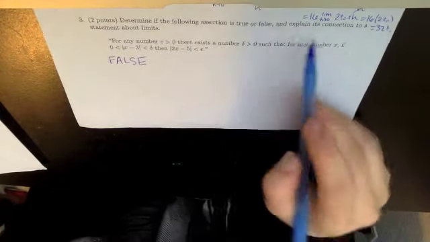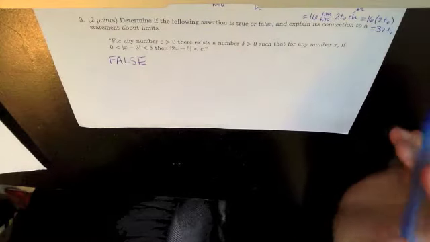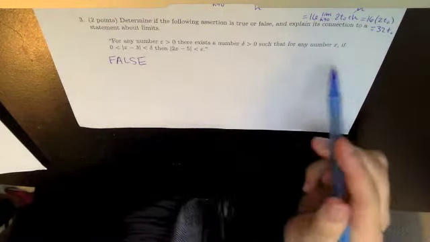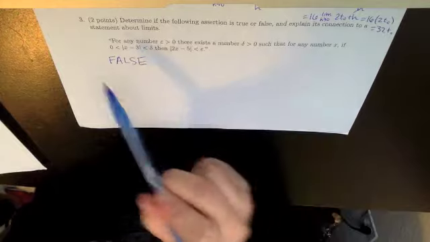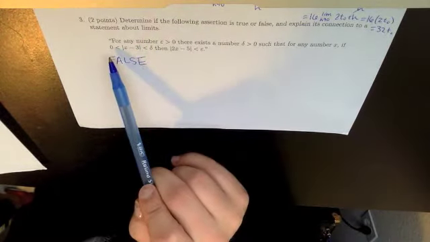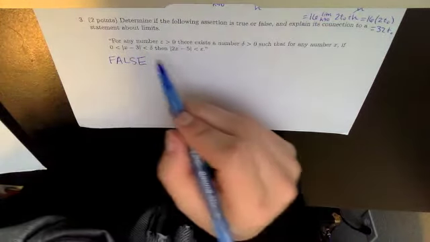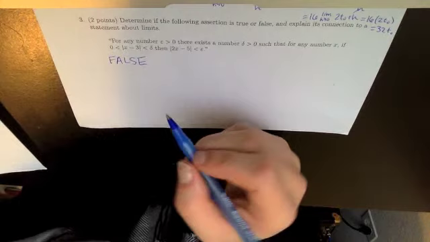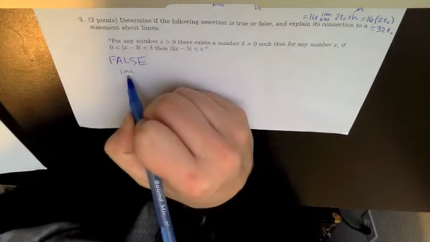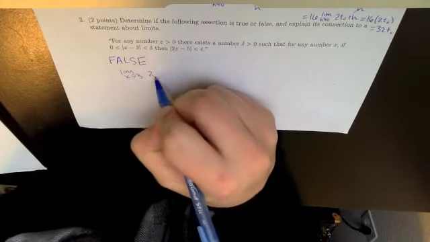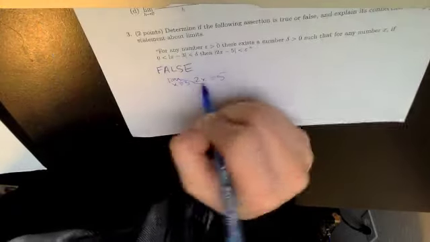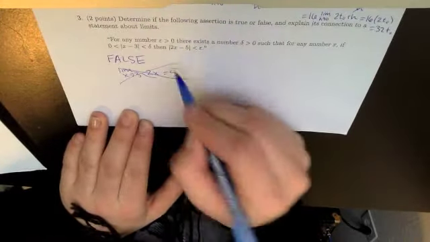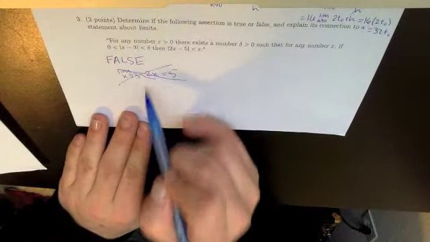Now, the explain its connection to a statement about limits, that's asking you, what do you recognize here? Well, one thing I recognize right off the bat is that this is the precise definition of a limit. So if this were true, it would tell us that the limit as x approaches 3 of 2x is equal to 5, but that's not true.